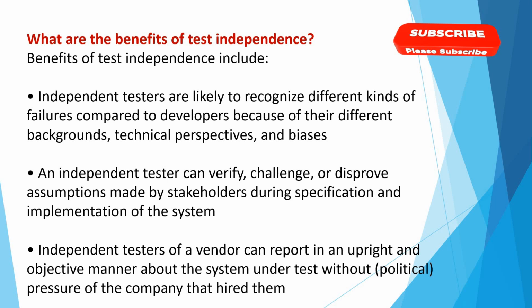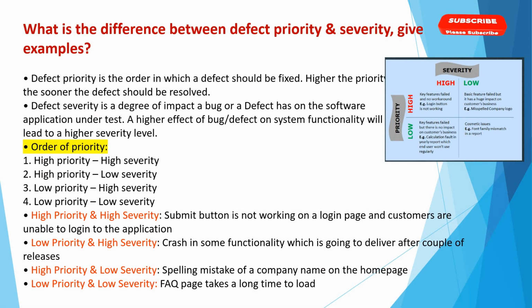And testers, based on their competencies, will always be treated with less importance, and that's how it happens when you don't have an independent testing team. With an independent team, people will really hear you out when you speak, and instead of playing the blame game, I think that will really help you. Independent testers of a vendor can report in an upright and objective manner about a system under test without the political pressures of the company that hired them, right? So I think this is very important.